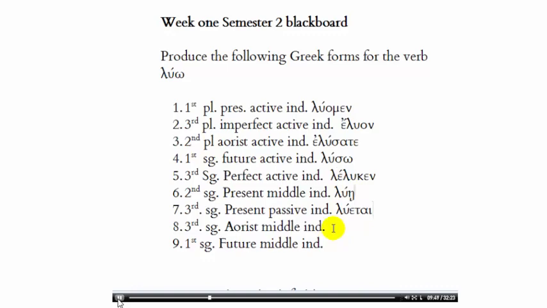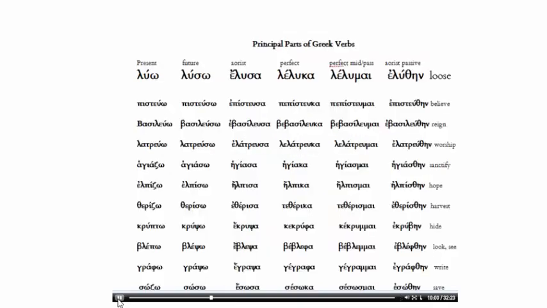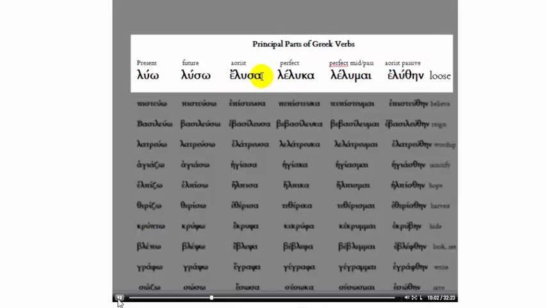All right, very good. The third singular aorist middle indicative. Well, hopefully you remember what the principal part is that that's based on. It's the third one, which is luo, luso, elusa.